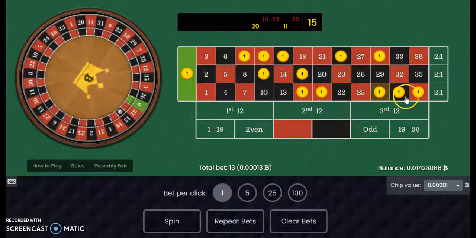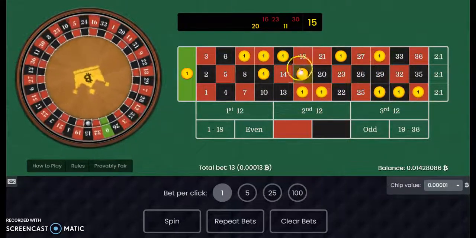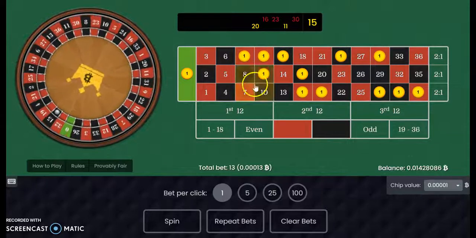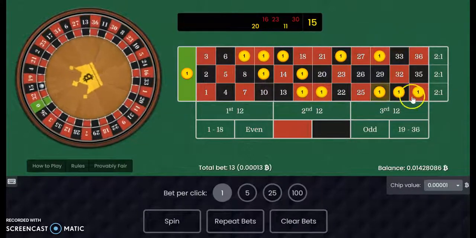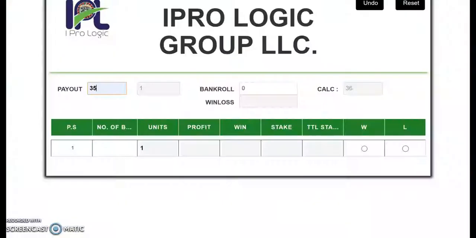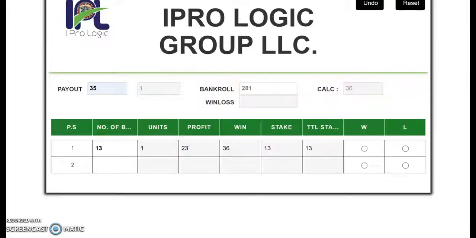In this case, you have 13 numbers. Normally, you're only going to have 12. So we're going to put in a bankroll of 281 here. The amount here is going to be different from the casino because we're playing with 20-cent chips. This is factored in for $1 base bets, but it doesn't matter. It's still chip value. So we have 13, and we're going to spin.